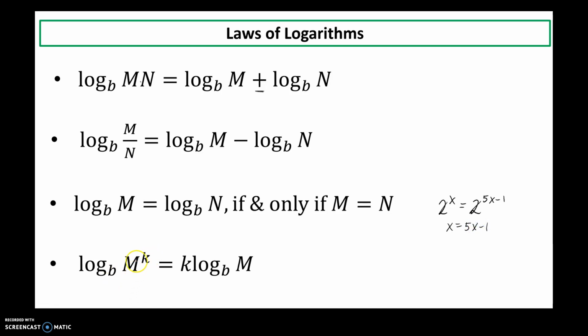Log base b of m raised to the k power. This is an extremely important rule, and you will use it constantly. This is what we call our casting rule. So that exponent can be brought out front of the logarithm, and now I have k times log base b of m, and k is a real number.